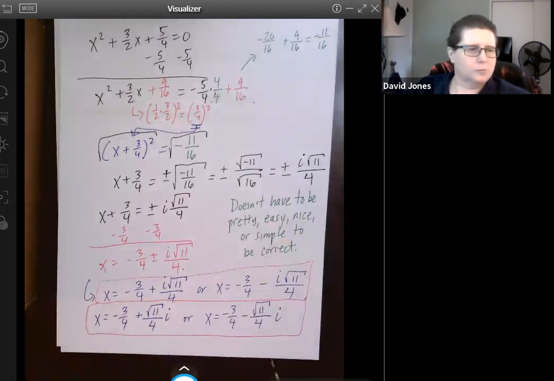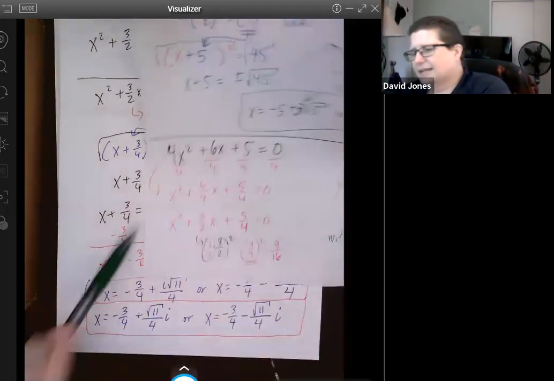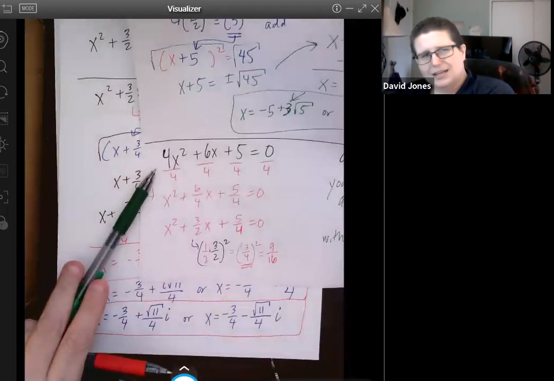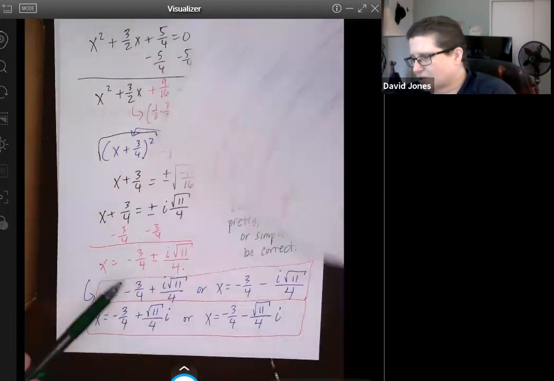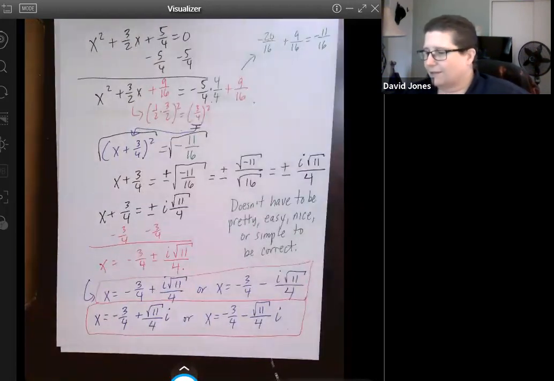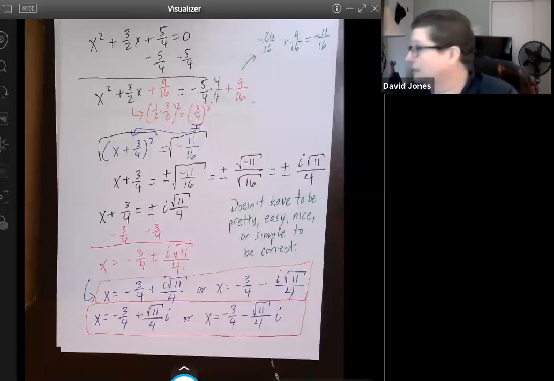This problem was more challenging because remember, we started off, a did not equal 1. So you got to divide by a, and that caused the fractions to show up through all of it, which is the harder part, not necessarily the i. All right.